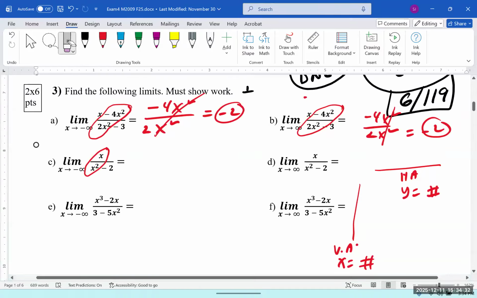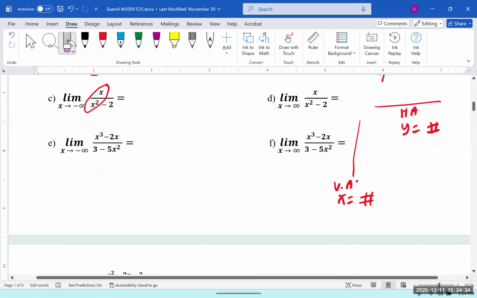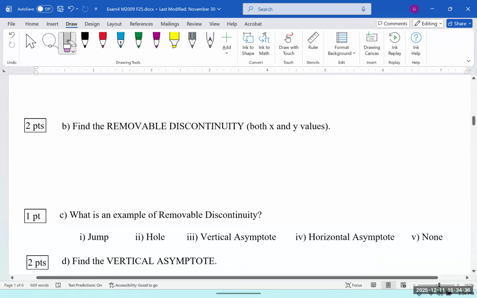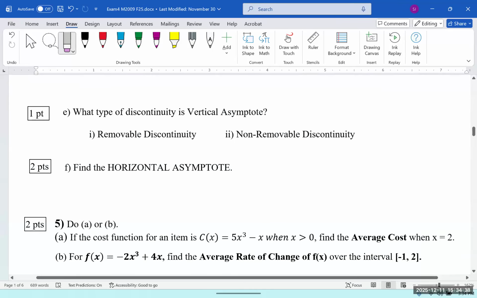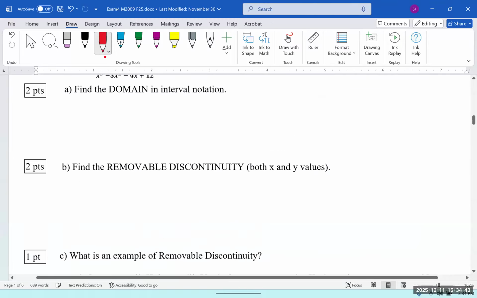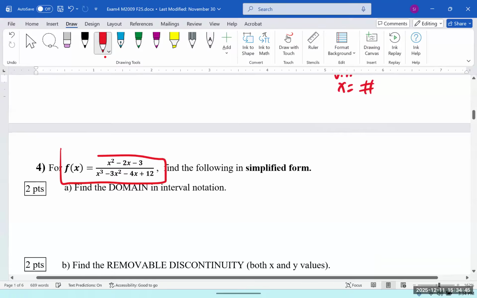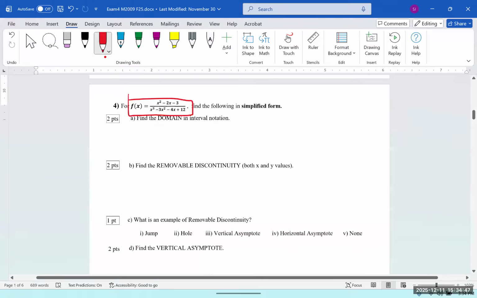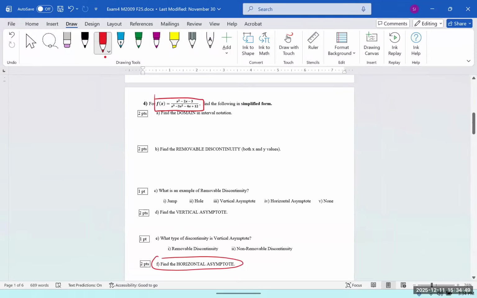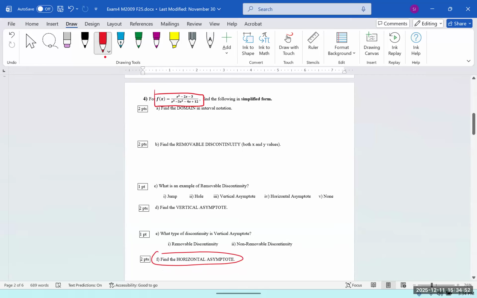So in this question, you're finding an infinite limit. But look at this question. Find the horizontal asymptote for this function. This is another question, okay? They're saying, what's the horizontal asymptote? So in the final exam, they'll give you an equation and ask you, what is your horizontal asymptote? So anytime you see horizontal asymptote, you have to write y equals something.